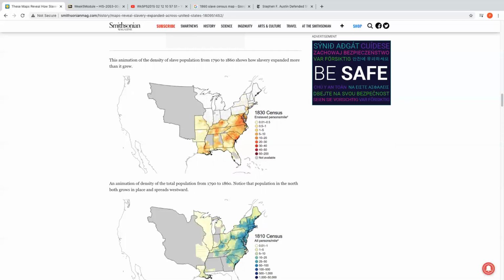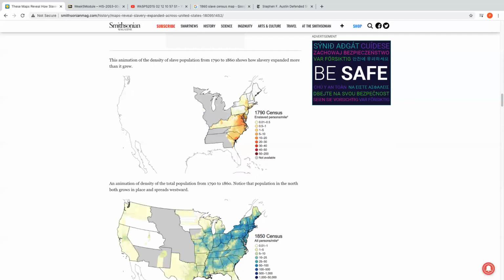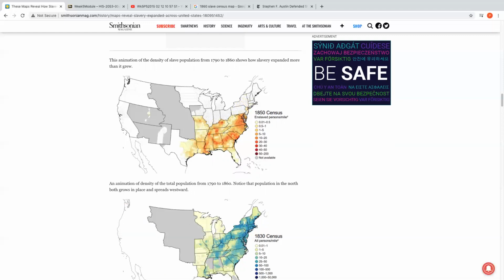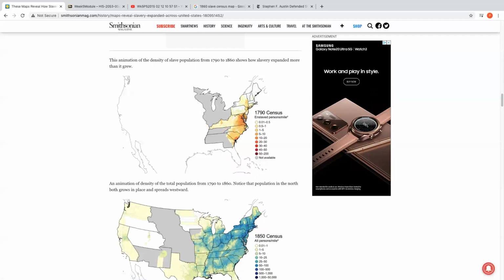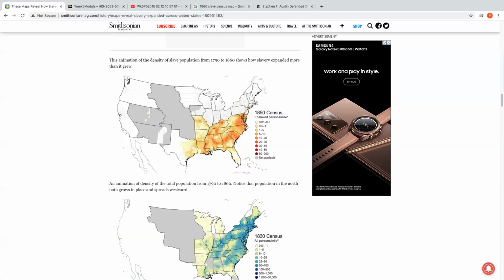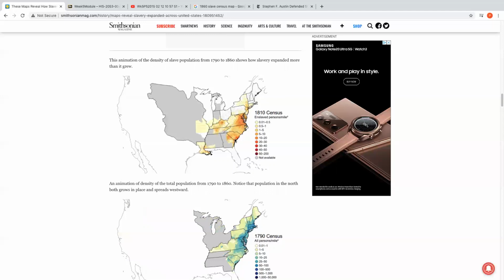So slaves aren't coming in from Africa anymore. But there's a surplus of slaves in places like Virginia and the Carolinas, and slaves then are sold south. They're sold into these new territories as they develop: Mississippi, Alabama, Louisiana, later Texas.